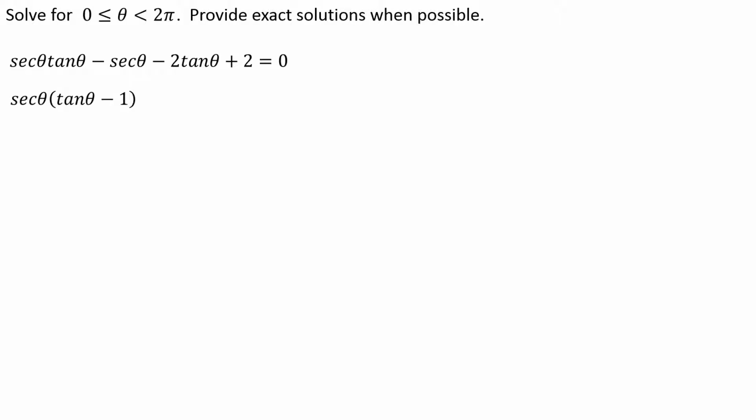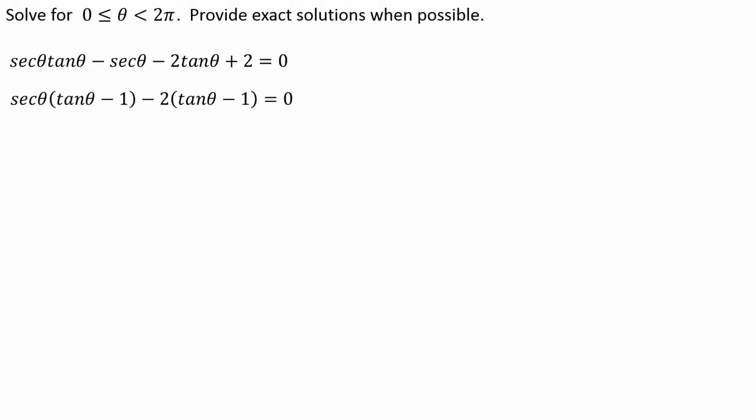Now, from the 3rd and 4th terms, if I factor out the 2, the signs are not going to match. So I need to actually factor out a -2. Of course, factoring a -2 from the tangent theta will leave me tangent theta. And then factoring a -2 from the +2 leaves me a -1. Because -2 times -1 makes +2.